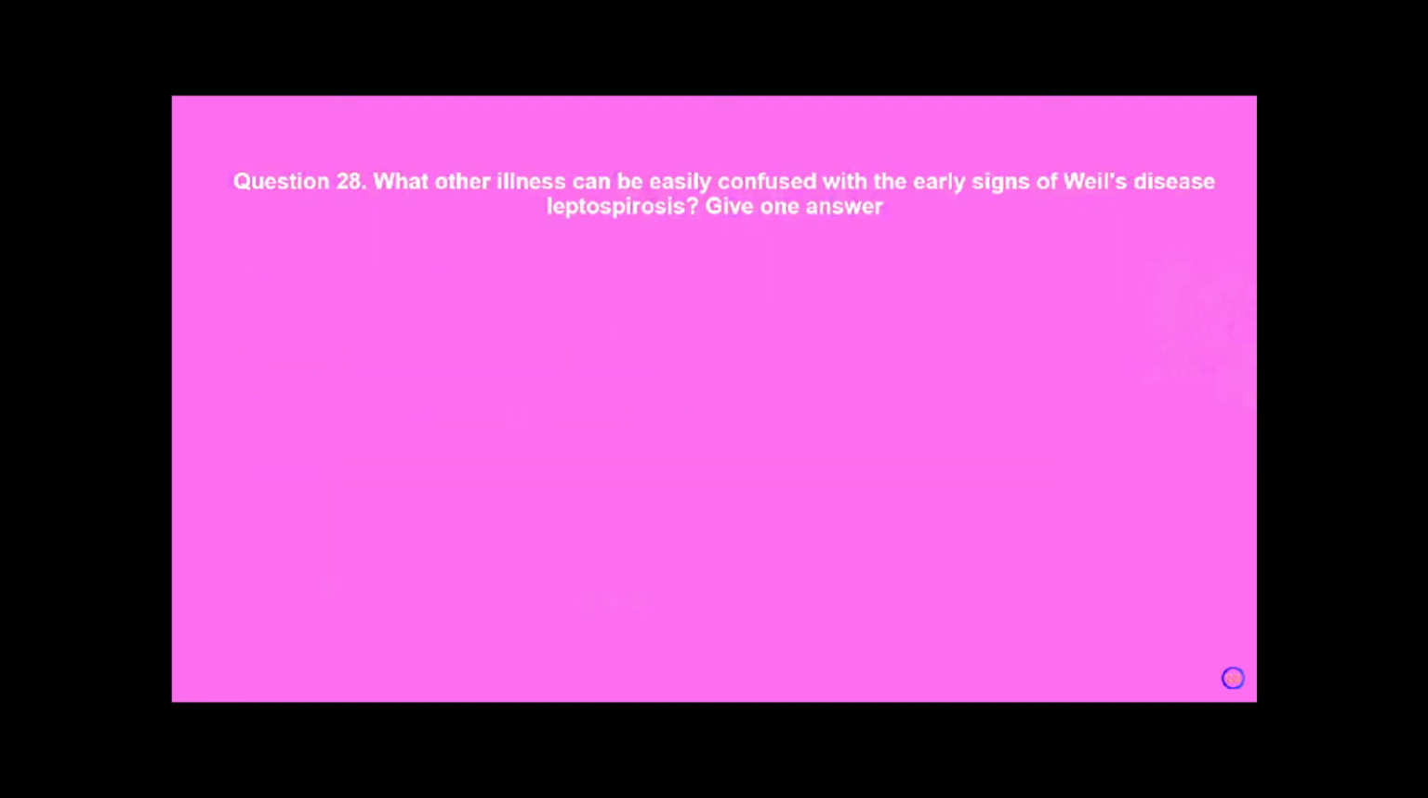Question 28. What other illness can be easily confused with the early signs of Weil's disease, leptospirosis? Give one answer. A. Dermatitis. B. Diabetes. C. Hay fever. D. Influenza, flu. The correct answer is D. Influenza, flu.